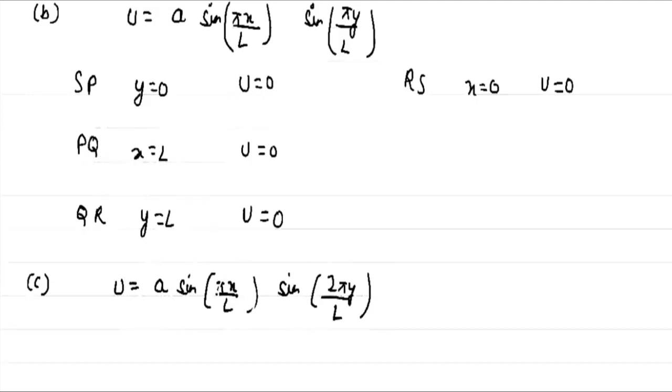Now for x equal to L, if you put x equal to L into this expression, it would be sine pi, which is equal to 0. Then our u again would be 0. Similarly for QR, if you put y equal to L into this expression, then it would be sine 2 pi, and sine 2 pi would again be 0.